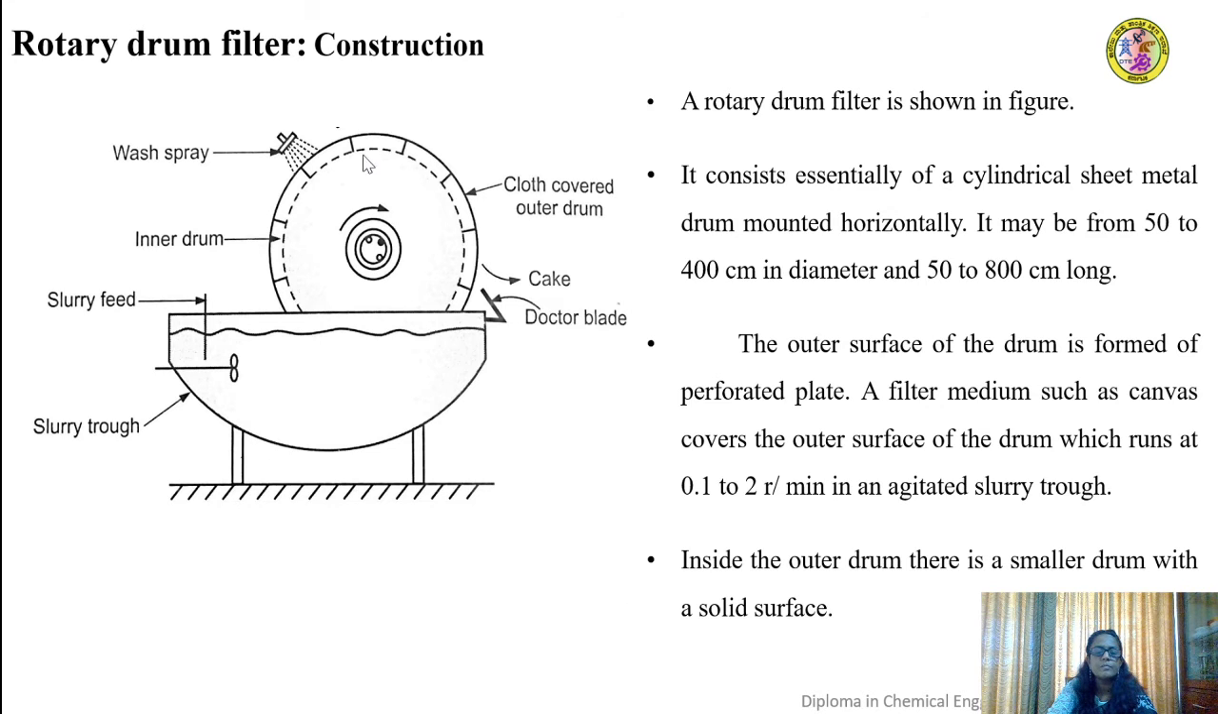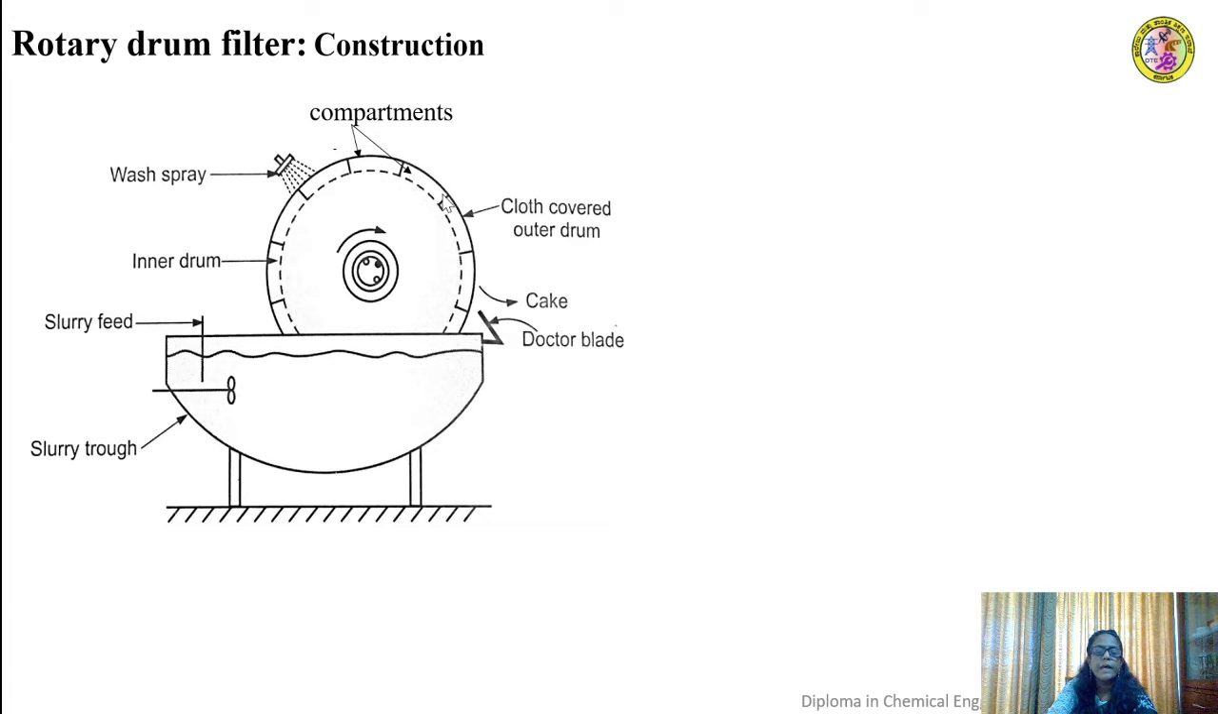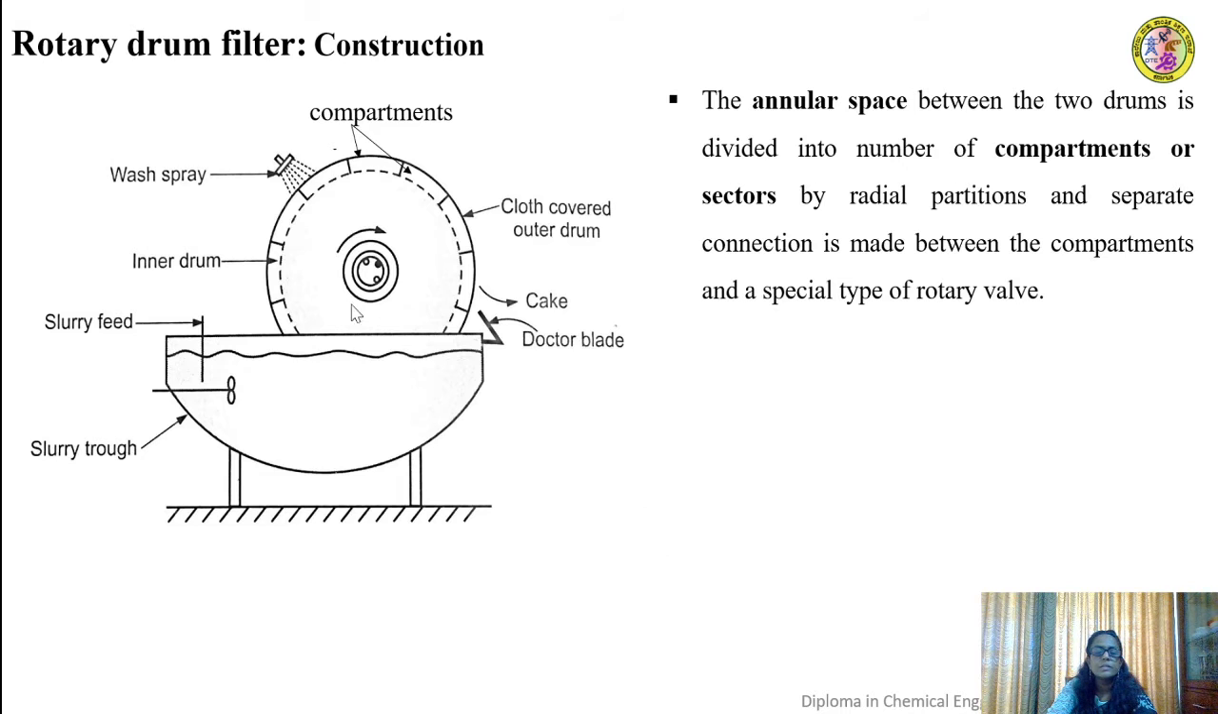Inside the outer drum there is a small diameter drum, which has a solid surface. The annular space between the outer and the inner drum is divided into a number of compartments by means of radial partitions. Each compartment is connected to a special rotary valve, which serves to remove the filtrate as well as the wash liquor from each compartment.